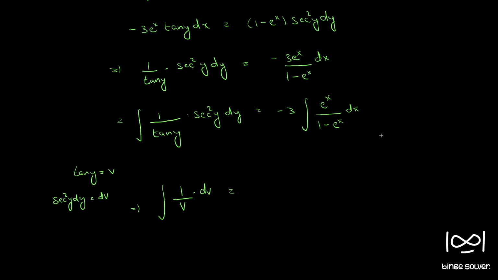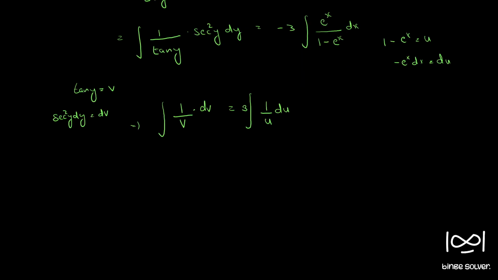Similarly, we can use the substitution 1 minus e raised to x is equal to u. So minus e raised to x dx equal to du. We are taking minus inside, so it becomes minus e raised to x dx, that is du. So this becomes 1 by u du, which is easily integrable. Log v is equal to, I forgot to add the constant, so log v is equal to 3 log u plus c.